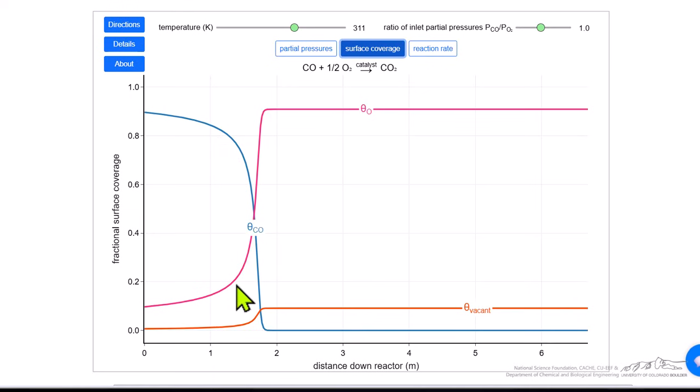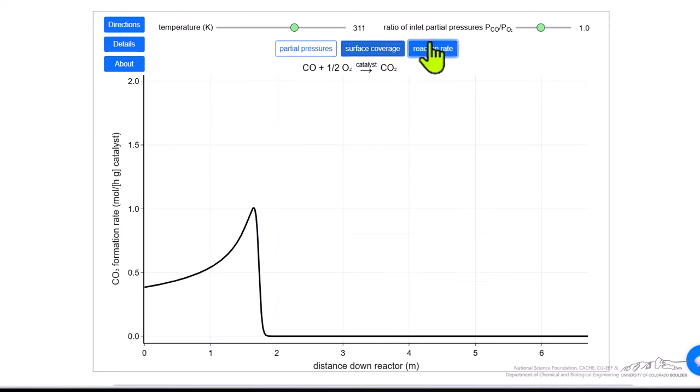So as the CO coverage decreases and the oxygen coverage increases, since in Langmuir-Hinshelwood mechanism, the rate of reaction is going to be proportional, in this case, to the product of the two surface coverages. We expect the rate maximum to be somewhere around here when they have similar coverages.